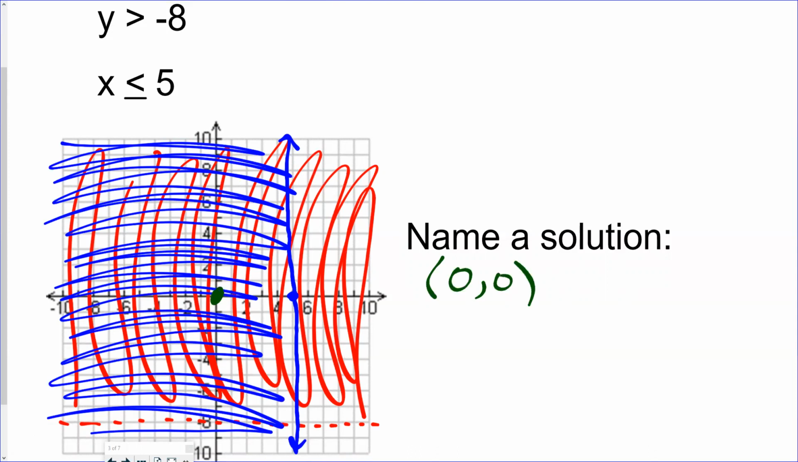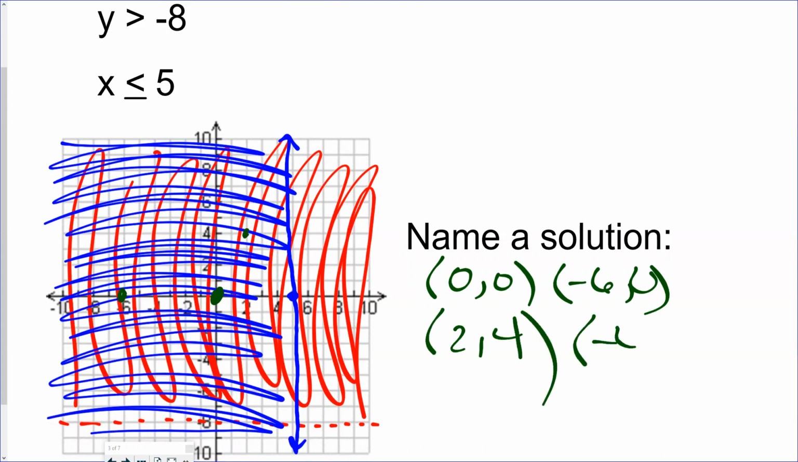So 0, 0, -6, 0, 2, 4, -4, -3 would all be considered solutions.